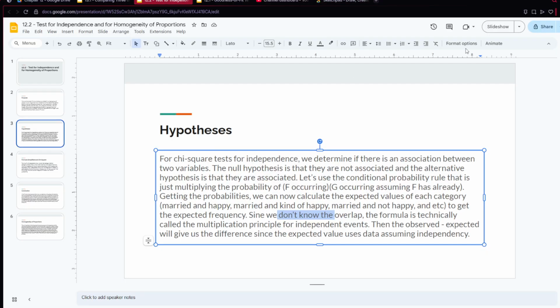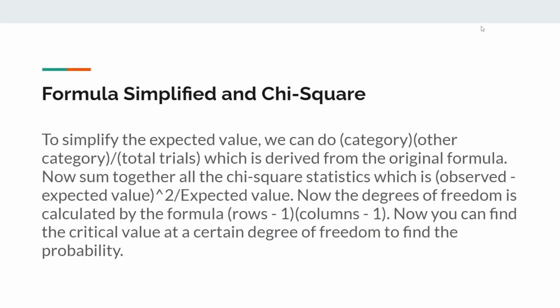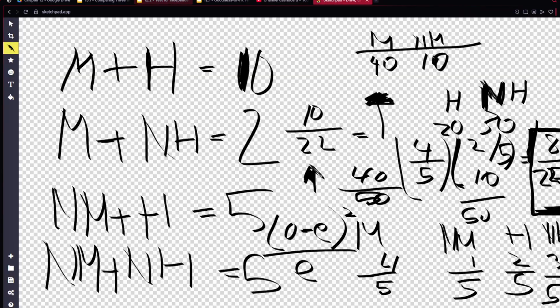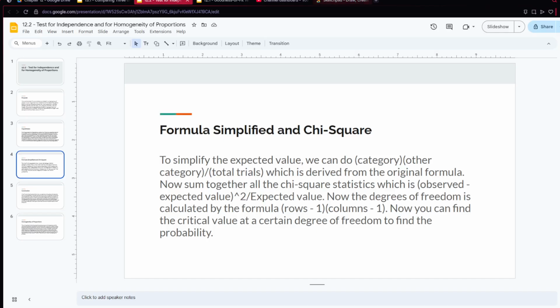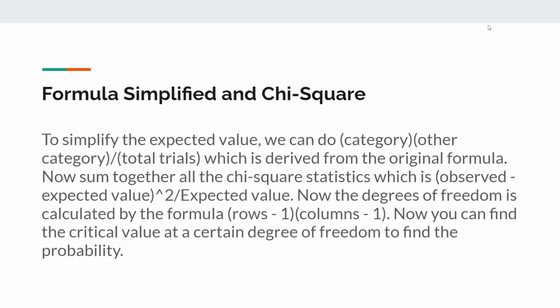And then what we do is, after the chi-squared distributions, we can also simplify the expected value, which is derived from the original formula. The expected value will give us how many people are happy. So we already have that over here. We have 10, 2, 5, and 5. And the formula here is just going to be category times other category divided by total trials.